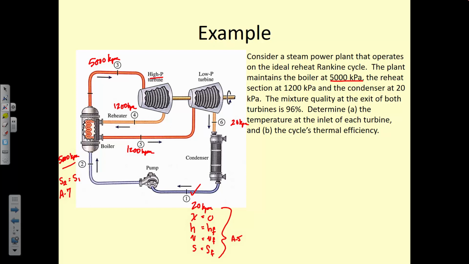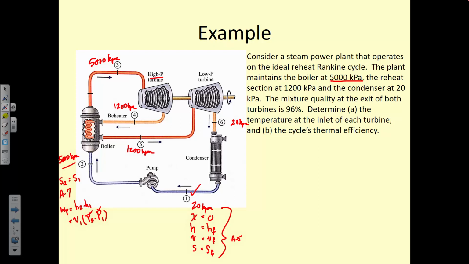How do we find H? Pump work plus H1. Okay, so the work of the pump. What's the equation for the work of a pump? H2 minus H1. Okay, work of a pump is H2 minus H1. The work of this pump's not given. What's another way to solve for it? Specific volume times pressure. Yeah, so it's also equal to V1 times P2 minus P1.